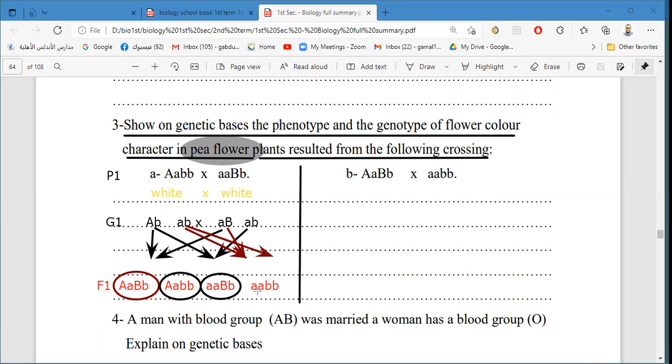And there is no capital gene, no dominant gene at all. It will be white. So the percentage will be what? 1 red, 2 white. Is it okay? Okay. Thank you, Salma. Rukaya, can you make this one?